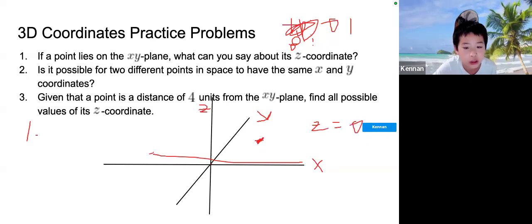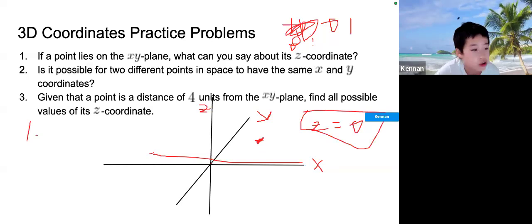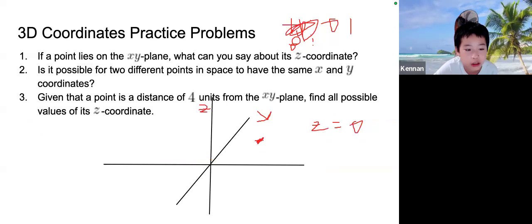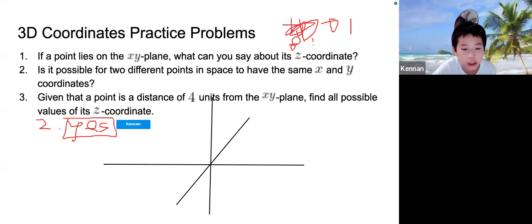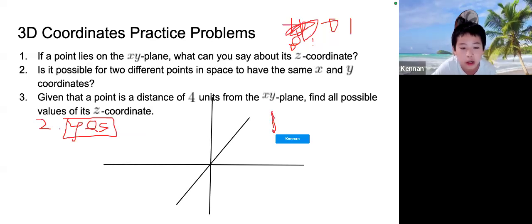Z equals 0. And then for the second one, yes, it's possible, and there's an example. If they have the same x and y coordinates, then we could just pick 2 points here such that if you connect them, the line is perpendicular to this xy plane.